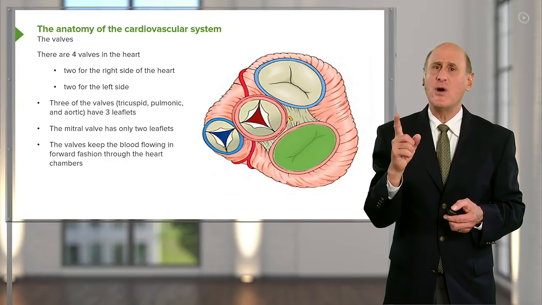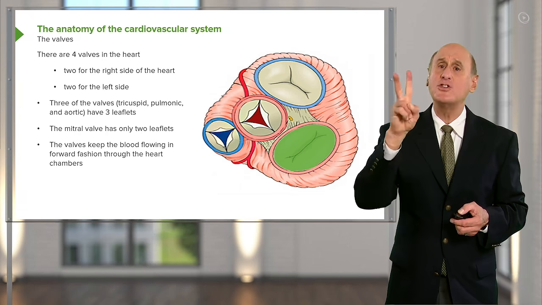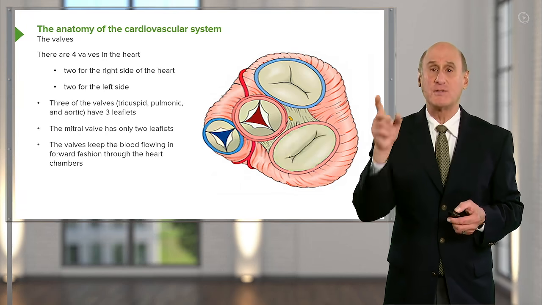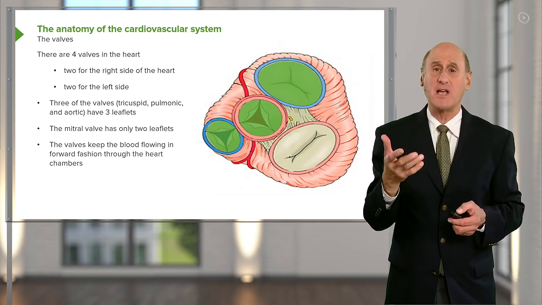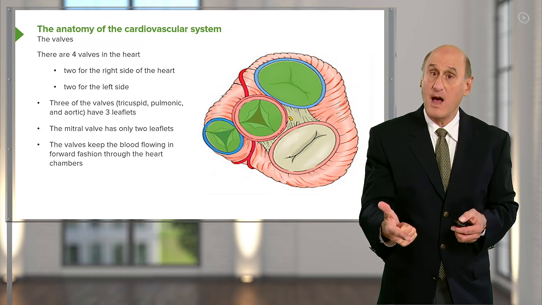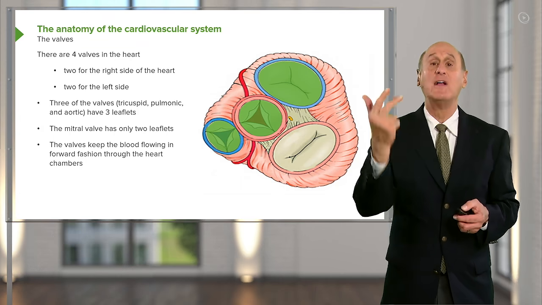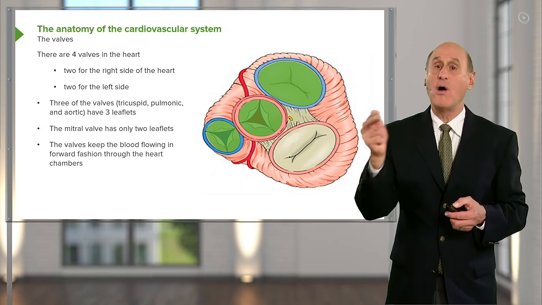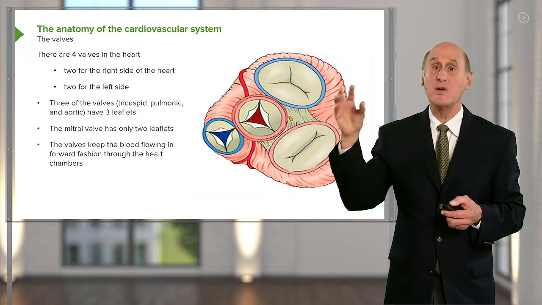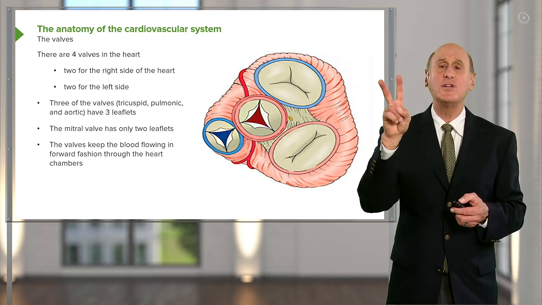the diagram. Notice that valve only has 2 cusps. So it is the only valve with 2 cusps. The other 3 valves have 3 cusps. The tricuspid valve, the pulmonic or pulmonary valve, the aortic valve, all have 3 cusps. But the mitral valve, which is between the left atrium and the left ventricle, has only 2 cusps.